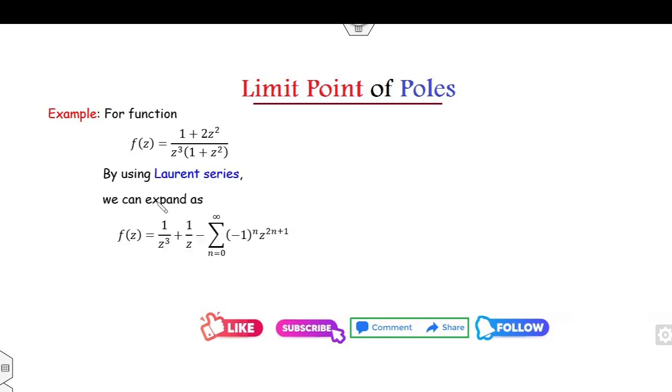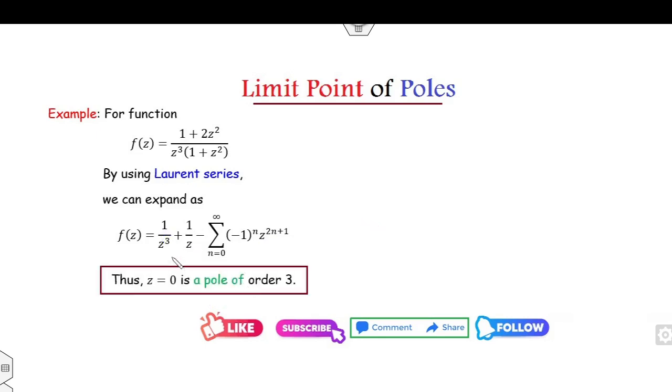Once you expand the Laurent series, you will get this equation number 1. Now look only at the terms involving the negative power of z. You can see there are only two terms, and the highest degree is 3. So I can write that z equal to 0 is a pole of order 3, because the highest power is 3.